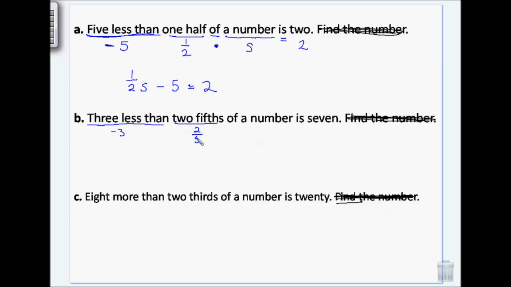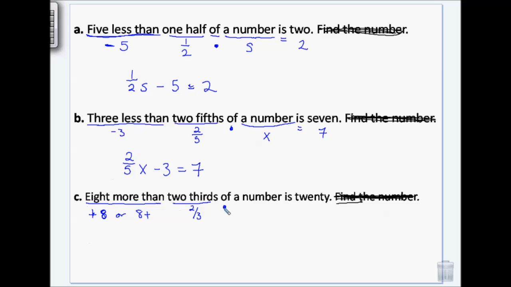2/5 of is multiplication. I'll use X this time. Is 7. So again, 2/5 times X minus 3 equals 7. And with these two, because it says "3 less than," "5 less than," the order matters. With this example, "8 more than" is either plus 8 or you could say 8 plus, because with addition it doesn't matter what order it goes in.